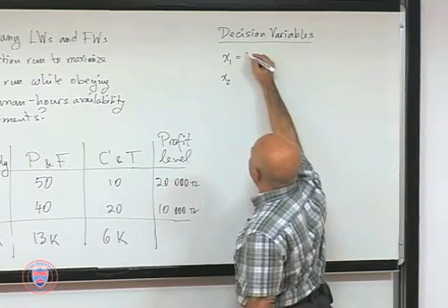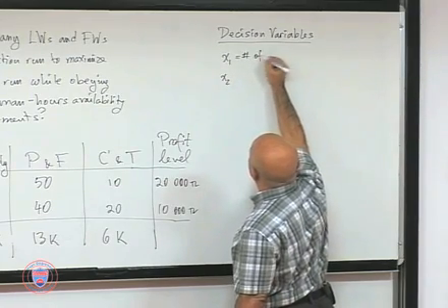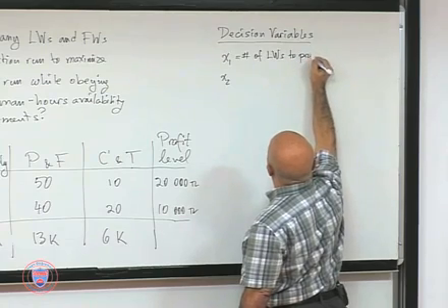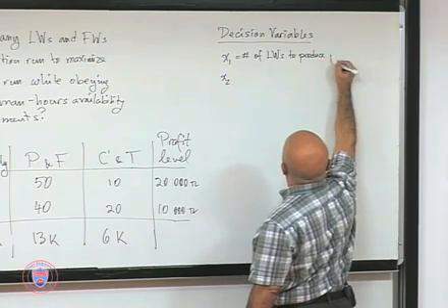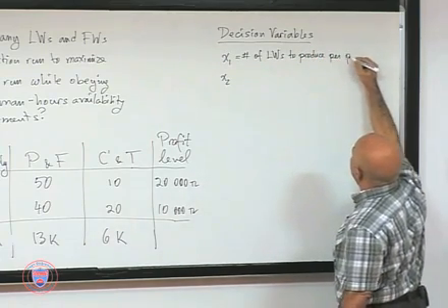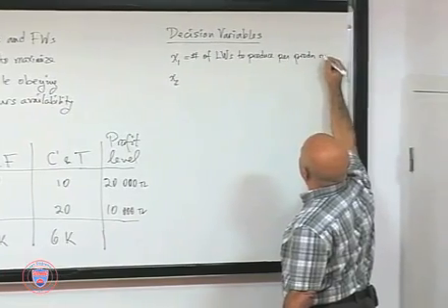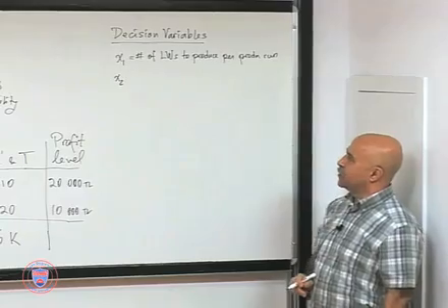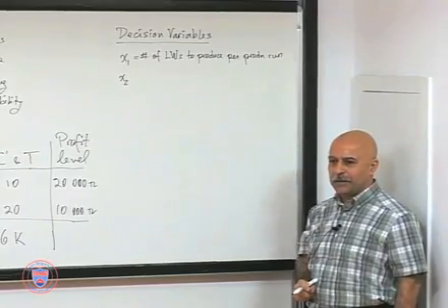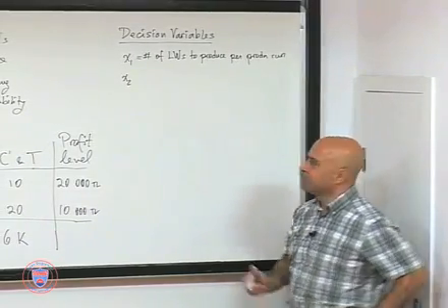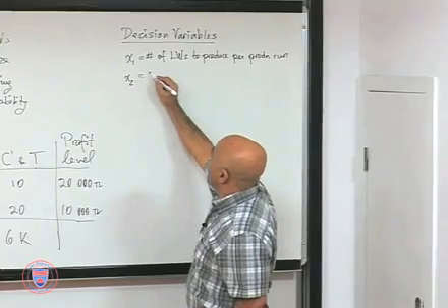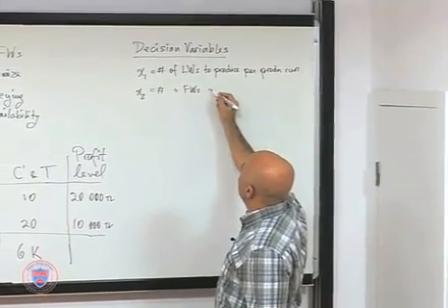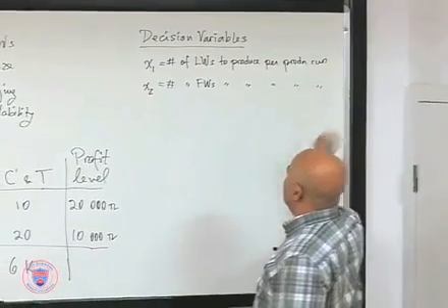x1 will stand for the number of Volkswagens to produce per production run. It's unknown, nevertheless. Once you assign a value to x1, it will have become known. Okay? x2 is similar, the number of Volkswagens to produce per production run.